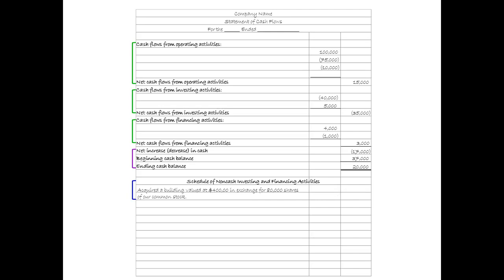The last section of the direct method statement of cash flows is called reconciliation of net income to cash flows from operating activities. We'll use just one number column for this section. More information about this section is included in a separate ACLET. This concludes the ACLET Statement of Cash Flows skeleton.